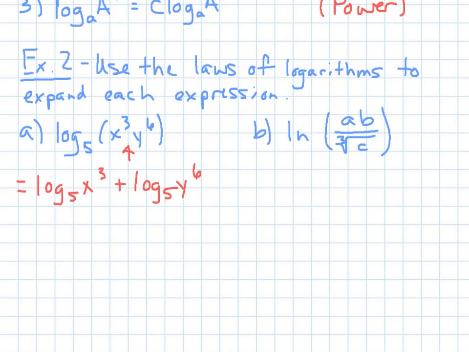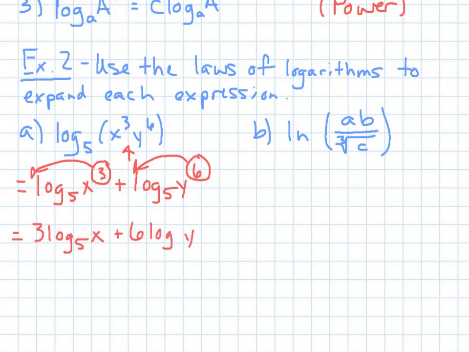Okay. Now I also see that there are exponents for each of them, so I can use the power property and move them to the front. So then I get 3 log of x base 5 plus 6 log of y base 5. And then here, noticing that there's nothing else that is multiplied, divided, or to powers, I know that I'm done. I have expanded as far as I can go.